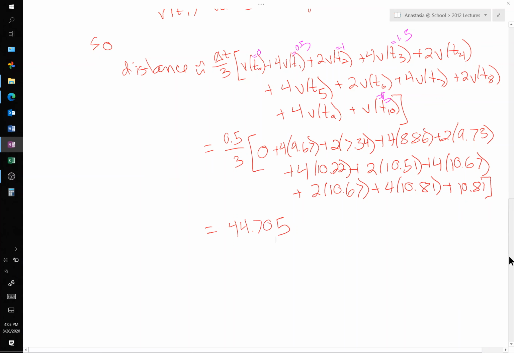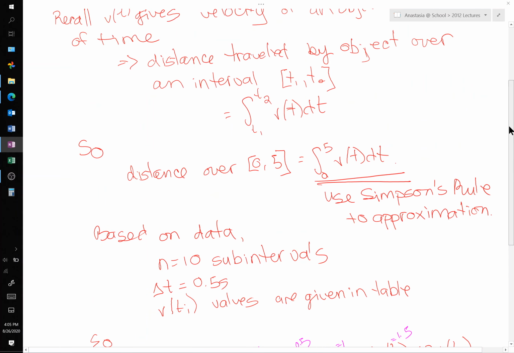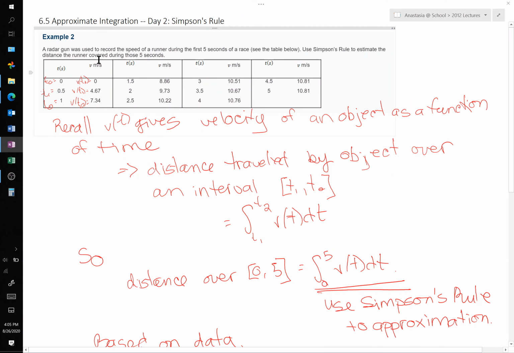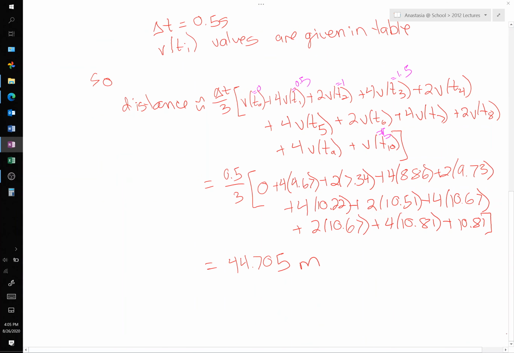So then if we do all the arithmetic there, we will have 44.705, and since this is a problem with units, we need to determine our appropriate unit there. Our velocity is measured in meters per second, so if we figure out a distance at the end, it means that this is going to be in meters. So our final answer is that distance is approximately equal to 44.705 meters.